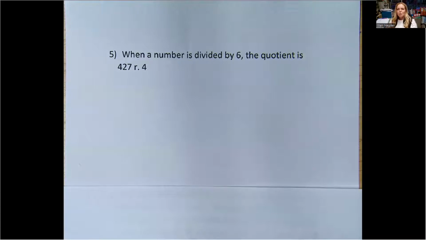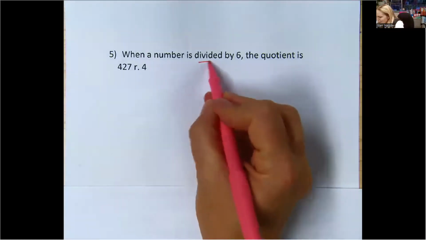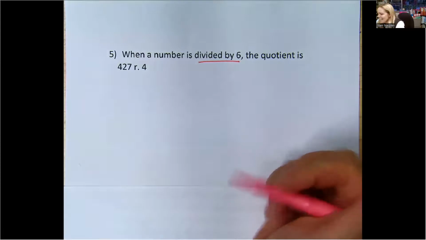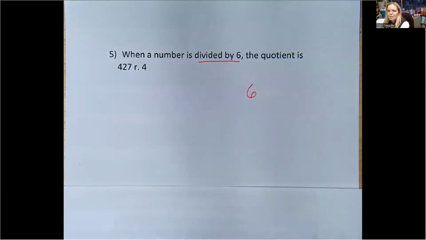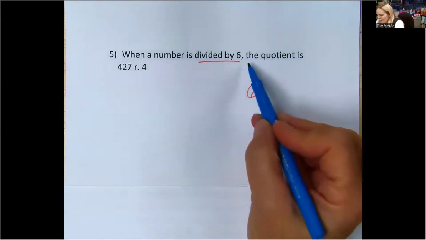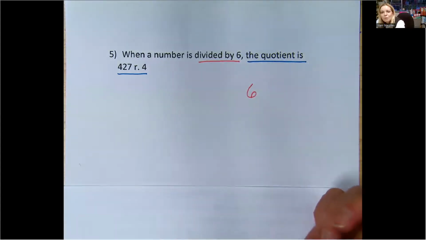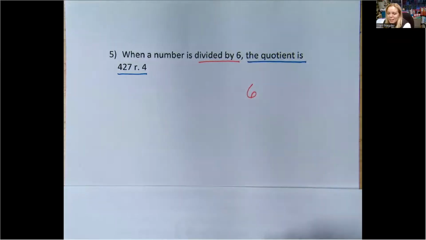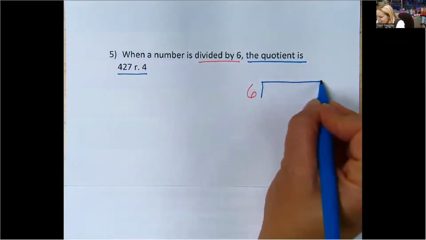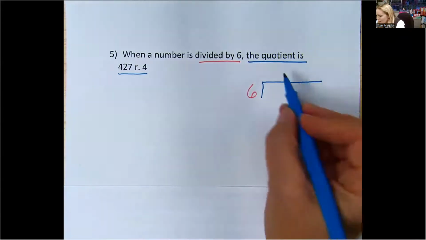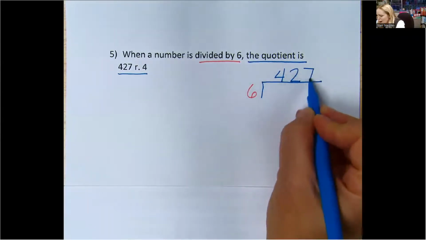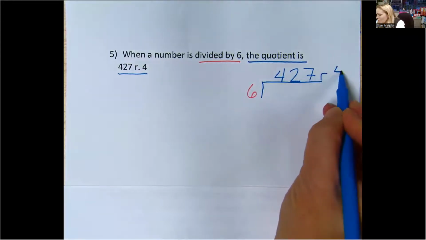But what I do know is divided by 6 means that 6 is a divisor. It's going to go outside the bracket. He's the one doing the dividing. If something's being divided by 6, it goes outside the bracket. Now, the second bit of information is it says the quotient is 427 with a remainder of 4. What is the quotient? It's the answer to a division problem. So I know that the answer actually goes up top and has a remainder of 4.